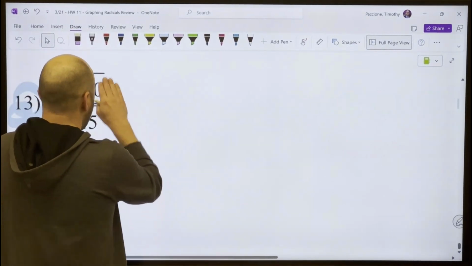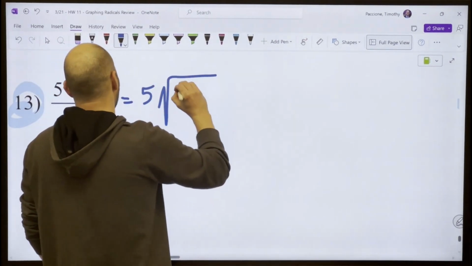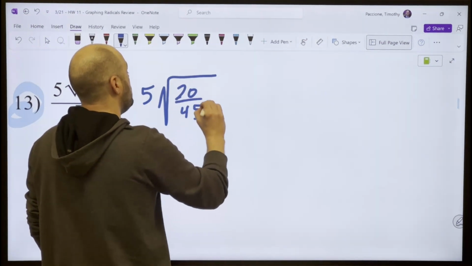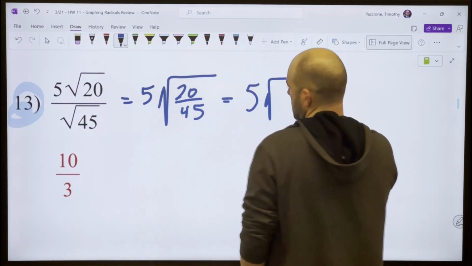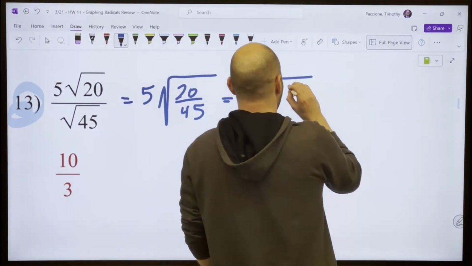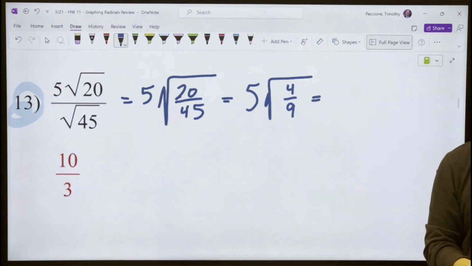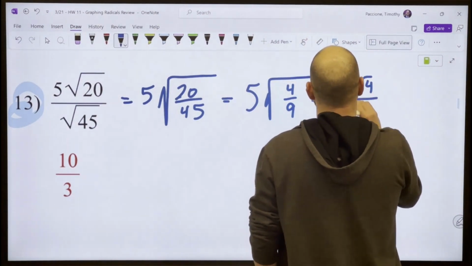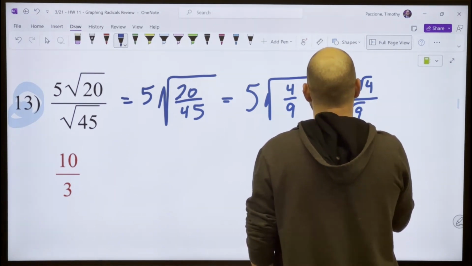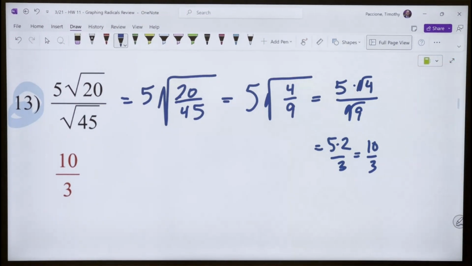Okay, so this one we would remember our rule that says we can bring things together. So this becomes 5 times big old square root of 20 over 45. That reduces to 5 times big old square root of, both of those divide by 5, right? So I get 4/9. Both of those are square rootable, right? Yep. 4 and 9. So that's 5 times square root of 4 over square root of 9. 5 times 2 over 3, or 10 thirds. I know I'm going a little fast. Got to get to the lesson.